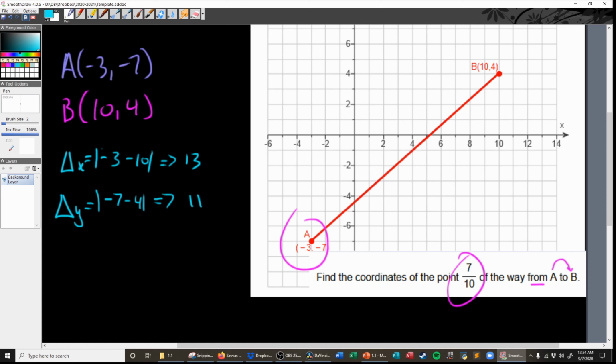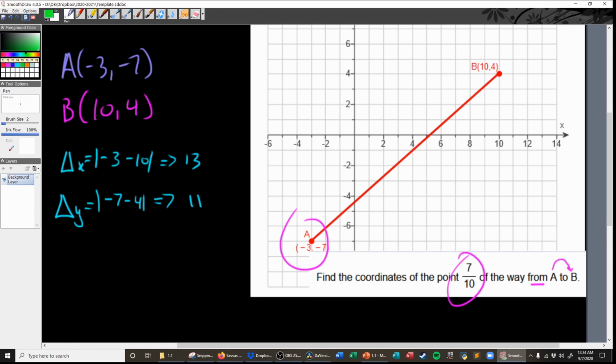Now I need 7/10 of each of these numbers. And I'll be 100% honest with you, looking at them, I'm not very happy with them. I don't think they're going to be whole numbers. And the directions don't say round, so we may have a problem here. But let's push through and find out.